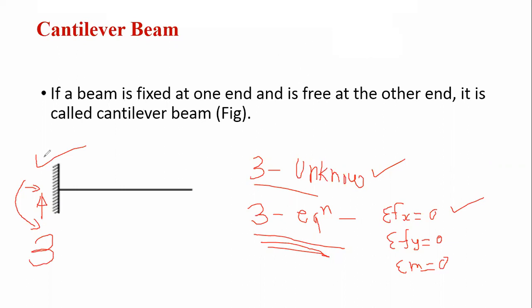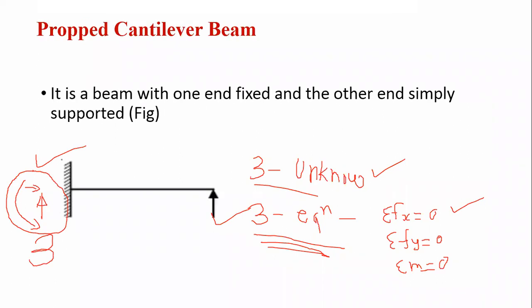It means that whatever the number of unknowns available, we can find them by using these equations. That's why this kind of beam is called a determinate beam. We are finding all the unknowns here. Now what will happen for the next beam? For the next beam, there is another unknown which is present, that is the simple support.